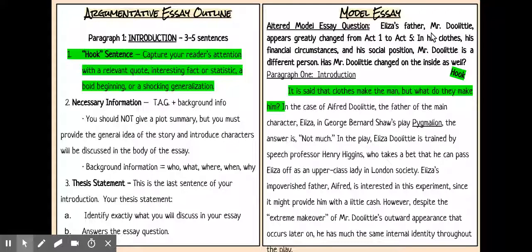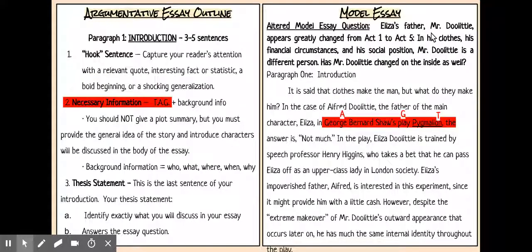Okay, the next step of an introduction paragraph is your necessary information. We're going to break this up into 2 parts. The first part of your necessary information is your title, author, and genre. Please take a look at your introduction paragraph. Please label T for your title, Pygmalion, A for your author, George Bernard Shaw, and G for your genre, which is a play. Please pause the video and label T-A-G.